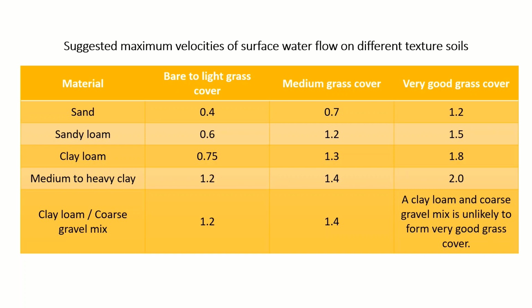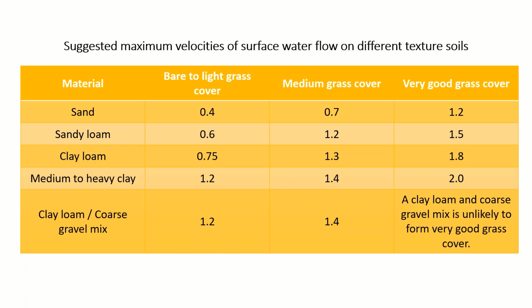Then we have sandy loam: 0.6, 1.2 and 1.5. These are the maximum velocities for bare to light grass cover, medium grass cover and very good grass cover respectively. And if the soil texture is medium to heavy clay and it has very good grass cover, then 2 meters per second can also be allowed. This is the maximum range. Beyond this, it will become erosive.